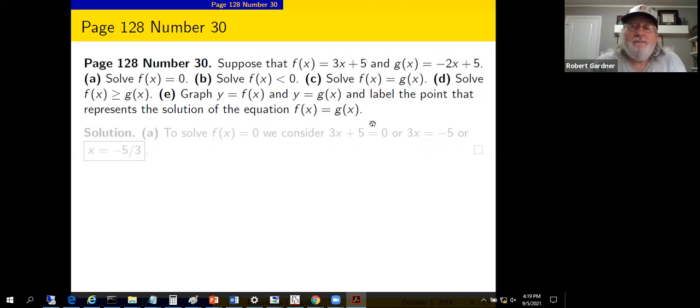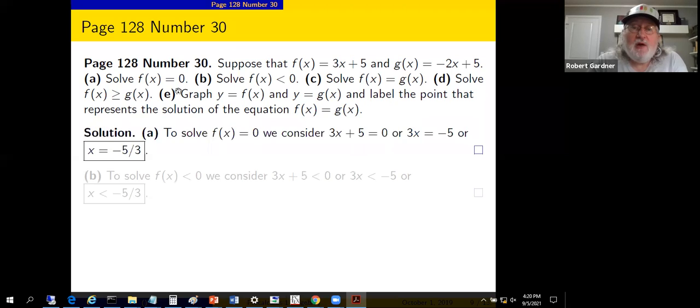And this last part, the solution of the equation f of x equals g of x, that's where the two lines intersect, where their y coordinates will be the same. So we'll solve for x by setting the y coordinates equal to each other. It'll give us a single point that lies on both lines.